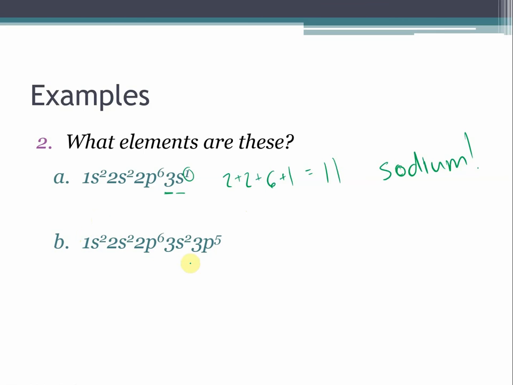Looking at our next one, we have 2 plus 2 is 4, plus 6 is 10, plus 2 is 12, plus 5 is 17 electrons. Looking at your periodic table, 17 electrons are chlorine. Atomic number 17 is chlorine. And once again, chlorine happens to be in the 3rd row in the P block, and if you count across, it's the 5th element there. So this is chlorine in the ground state, as it should be, because we haven't learned anything else yet.